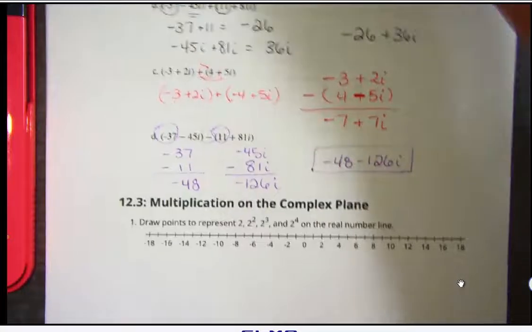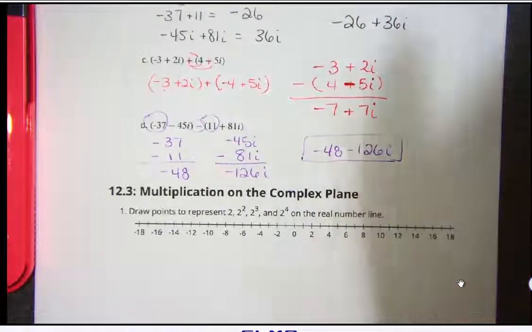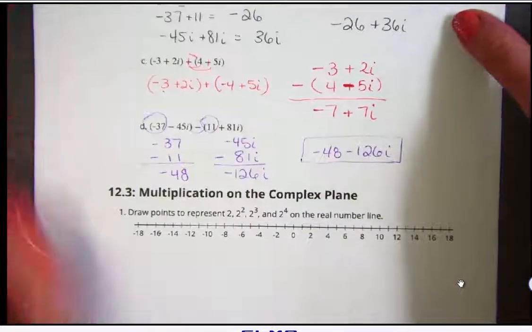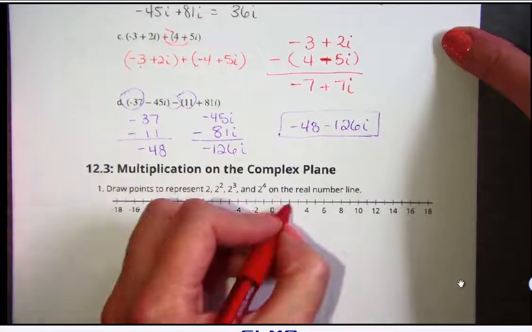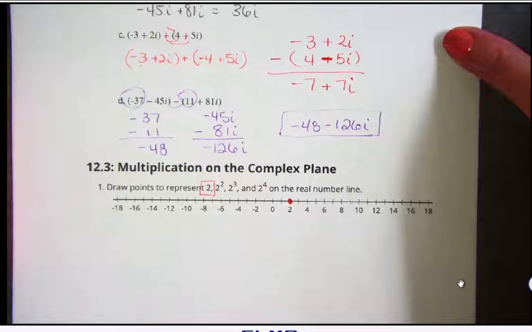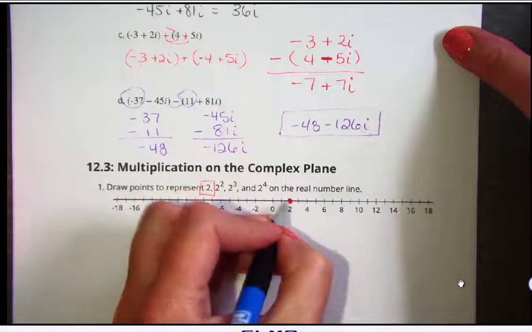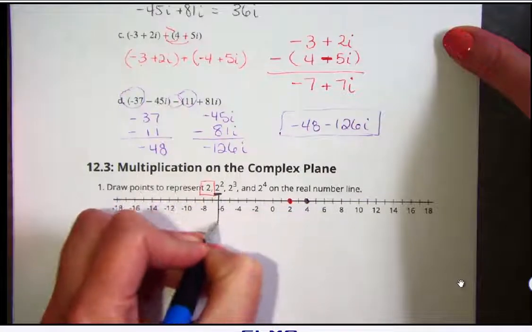Now we can start to multiply on the complex plane, especially when we understand something that we talked about in the warm-up. I guess I will take a quick look at this because we've got a little bit of time. Graphing 2 here on the real number line is there. 2 squared we know is 2 chunks of 2, or 2 times 2, which is 4. I'm doing that in black.